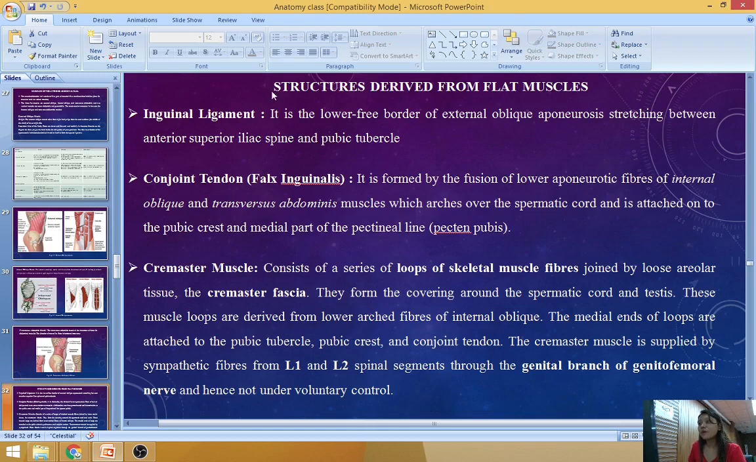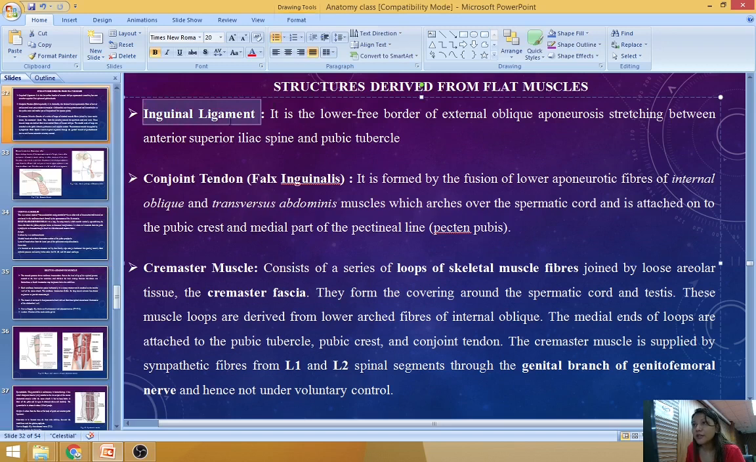Now we come to the structures derived from the flat muscles. Anybody tell me, inguinal ligament is derived from? External oblique aponeurosis, yes, very, very good. It is the lower free border of external oblique, not muscle. You have to say external oblique aponeurosis. Don't say muscle, you say aponeurosis. So it is the lower free border of the external oblique aponeurosis.